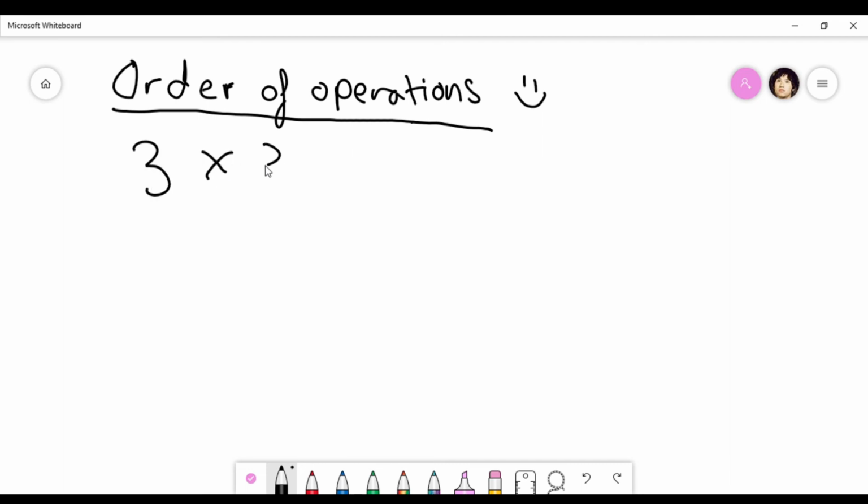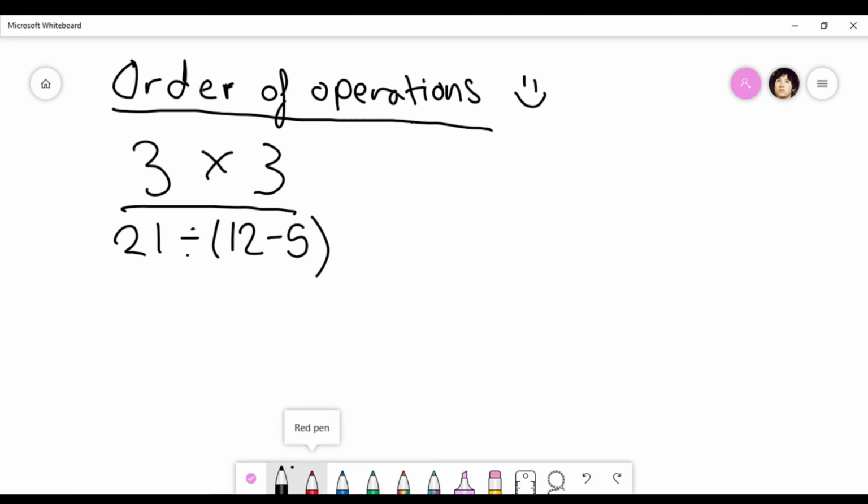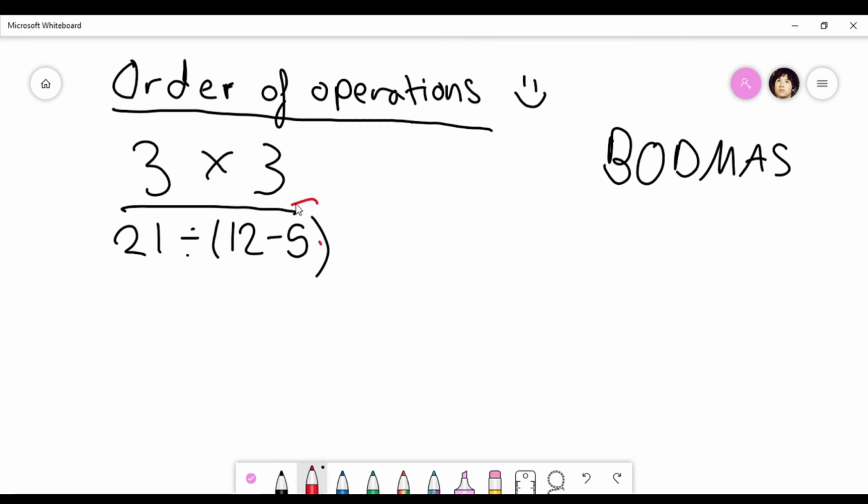Okay, finally we're going to do an example with a bit more complicated division. So this is 3 times 3 over 21 divided by, in brackets, 12 minus 5. So once again, we're just going to write BODMAS in the corner. However, this one is a bit more complicated because it has 2 divisions, and you think, well, which one do you carry out first? So you can just think of this line here as a division sign, and then put the other ones in brackets. So you have 3 times 3 in brackets, and that in brackets. And then it's quite easy to see what to do.